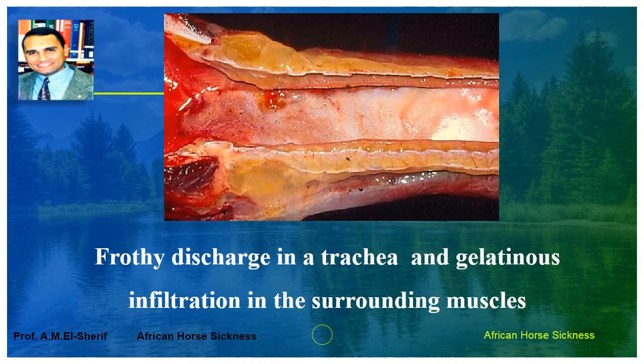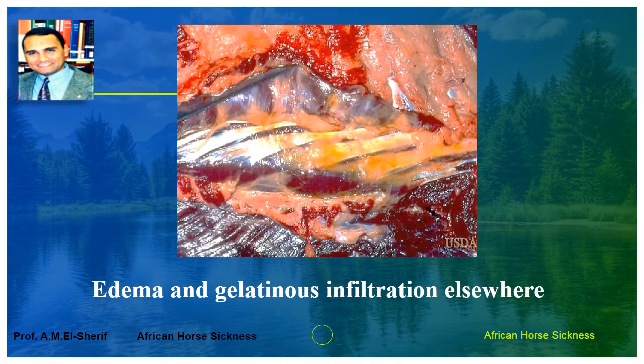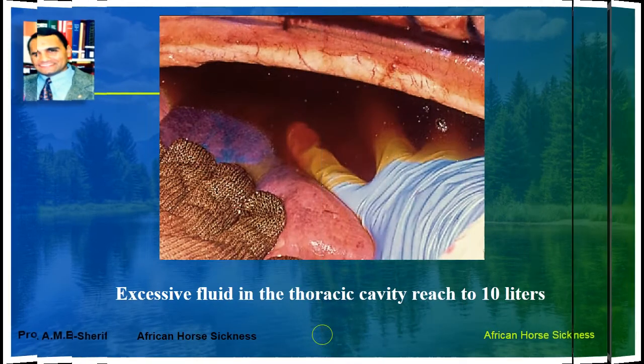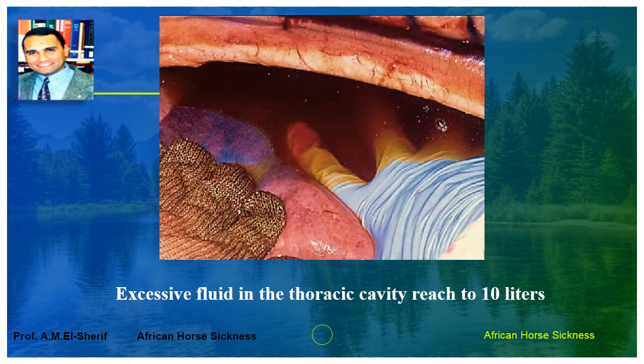Frothy discharge in the trachea and gelatinous infiltration in the surrounding muscles of a horse dead from infection by African horse sickness. Edema and gelatinous infiltration of the muscles of the thorax, and excessive fluid in the thoracic cavity reaching 10 liters of straw-colored yellow fluid.